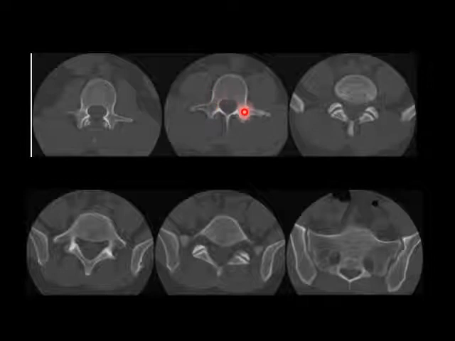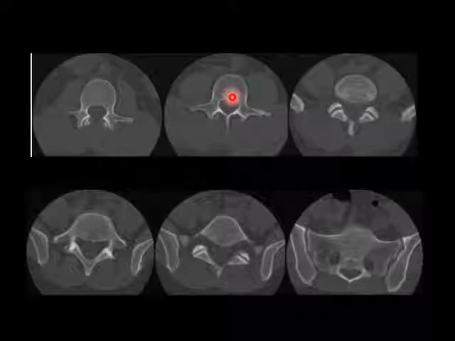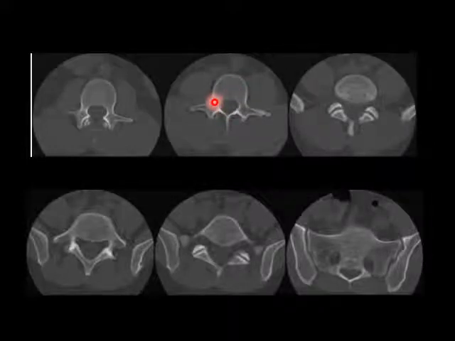The thecal sac, sorry, the ring, the complete ring is totally surrounded by bone here. We are at the level above or below the disc. So we can see the pedicle, the transverse process, two laminae, and spinous process. But at the level of the disc, the ring is not complete because we have the foramen here at the level of the facet joint.